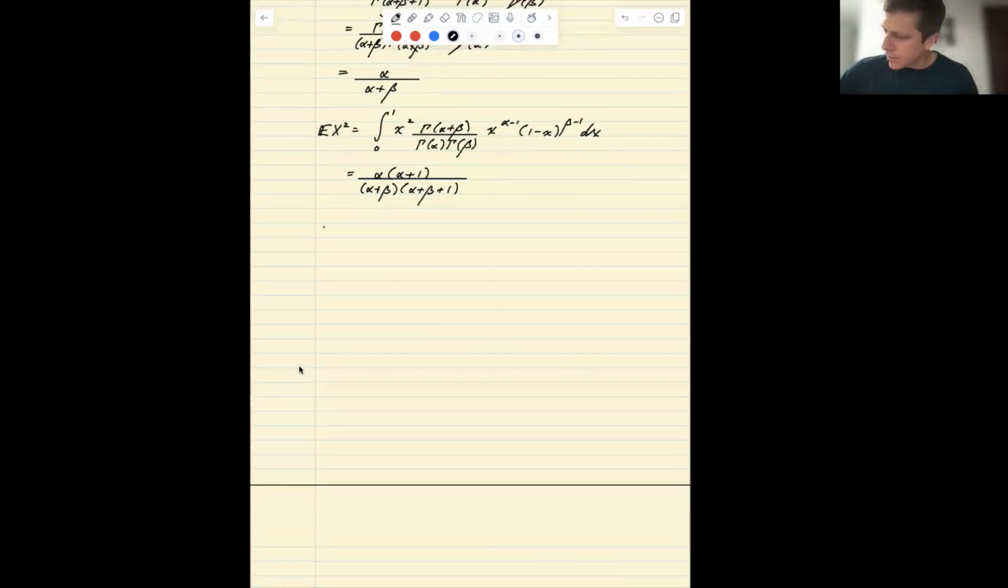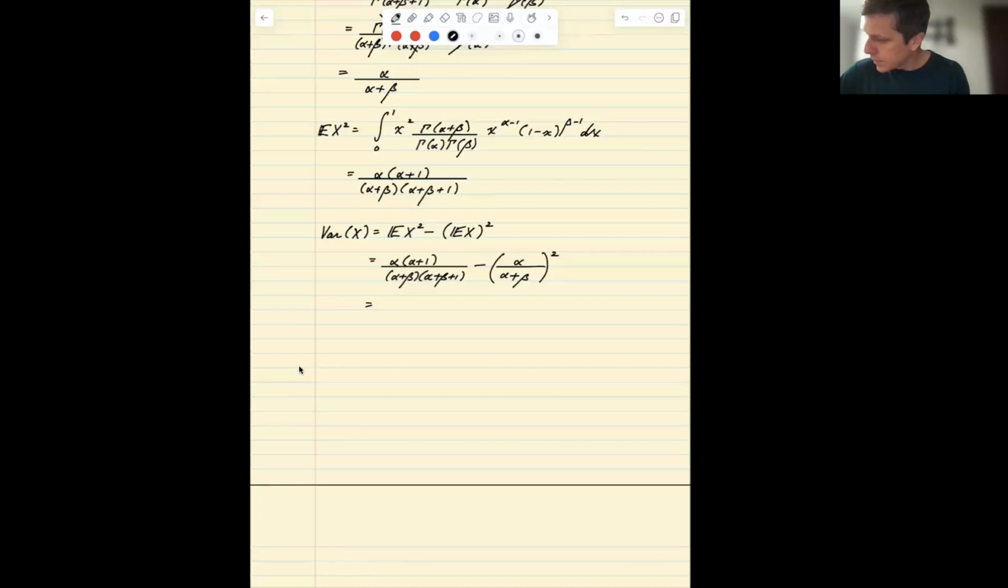And then, of course, the variance of x, which is the expectation of x squared minus the square of the expectation, which we already know. We've already computed these parts. And what we end up with is alpha over alpha plus beta, beta over alpha plus beta, times 1 over alpha plus beta plus 1.